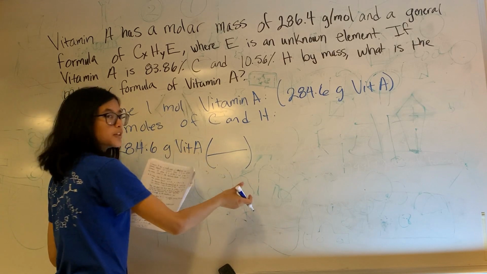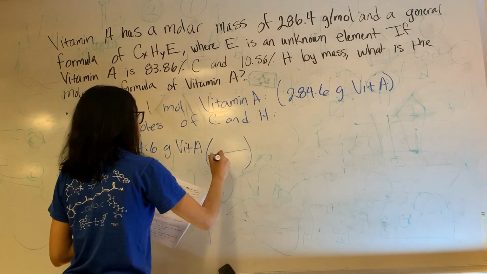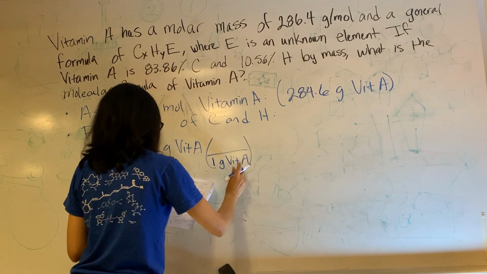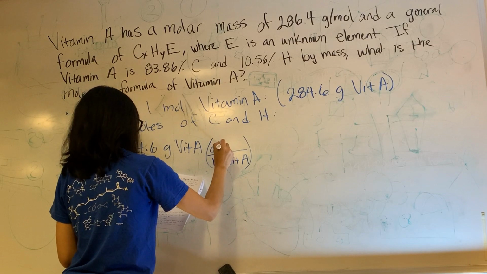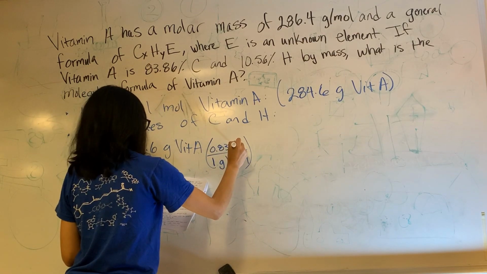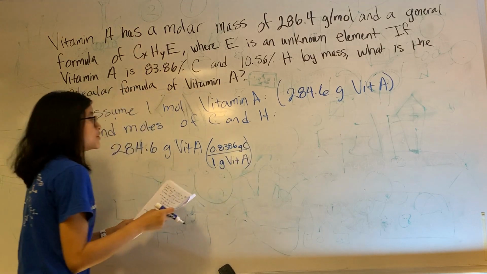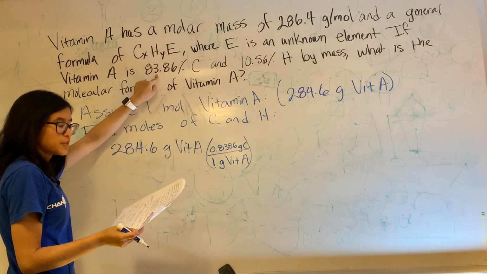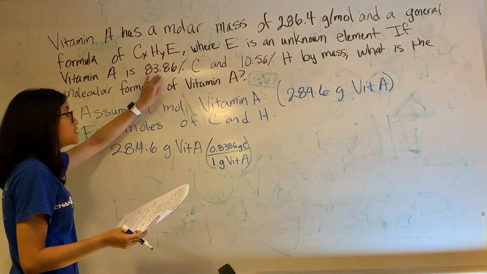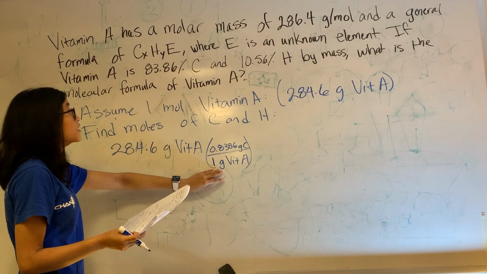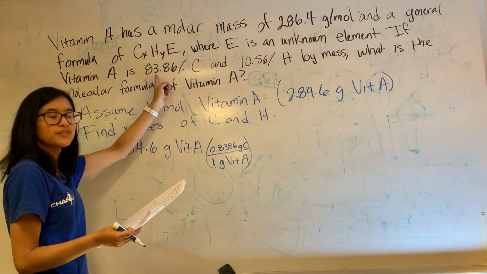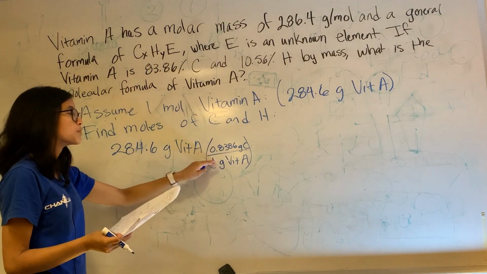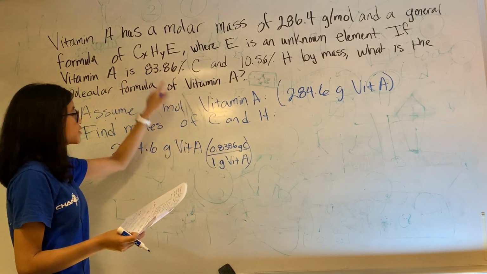And then here's a little bit of a tricky part. You're going to use this relationship that every gram of vitamin A has 0.8386 grams of carbon. So where did this magical relationship come from? It's actually just from the percentage, right? Because this is a mass percent, what this is saying is that every gram of vitamin A, 83% of it is carbon. So when you convert the percentage into a decimal format, that's what it looks like. So this is just coming from the percentage.